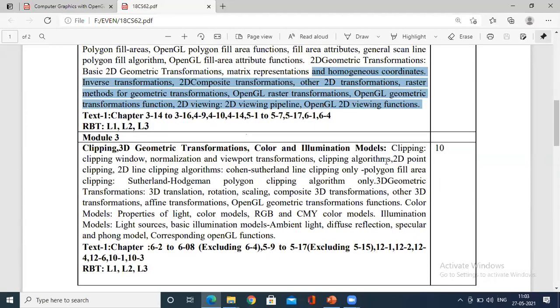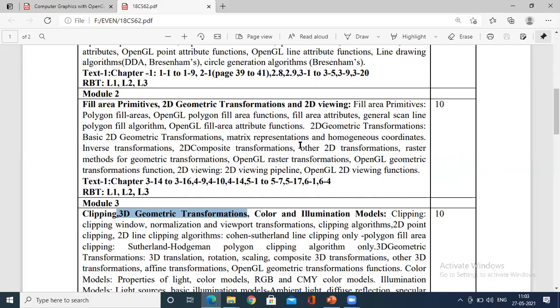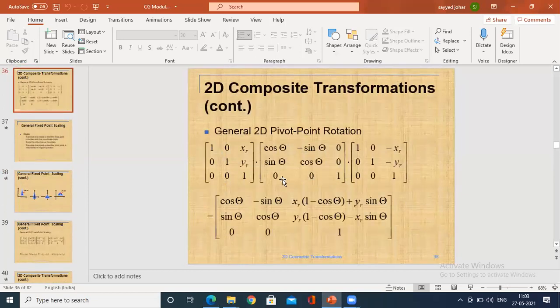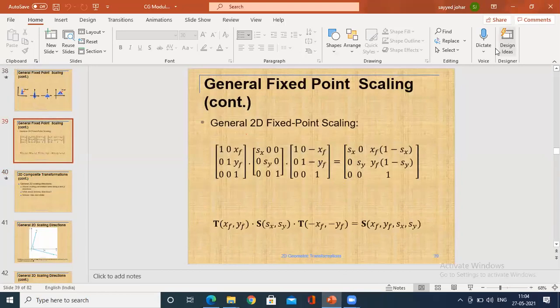Similarly, the continuation you could see here: 3D geometric transformation is the same as 2D. Instead of 2D, we represent it in a 4 cross 4 matrix. The two-dimensional homogeneous coordinate system consists of a 3 cross 3 matrix where h is homogeneous, whereas for three-dimensional, 0, 0, 1 is the homogeneous parameter. The 2 cross 2 part represents only x-axis and y-axis, whereas when you go for a 4 cross 4, it is three-dimensional.